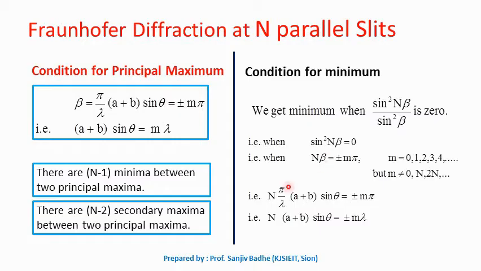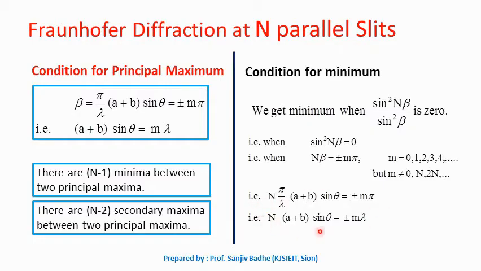So beta is nothing but pi by lambda into (a plus b) sin theta. So the condition for minimum becomes n pi by lambda into (a plus b) sin theta equal to plus or minus m pi. Pi can be cancelled, lambda taken on the other side, and the condition becomes n into (a plus b) sin theta equal to plus or minus m lambda. So this is the condition for minimum in case of Fraunhofer diffraction at n number of parallel slits.